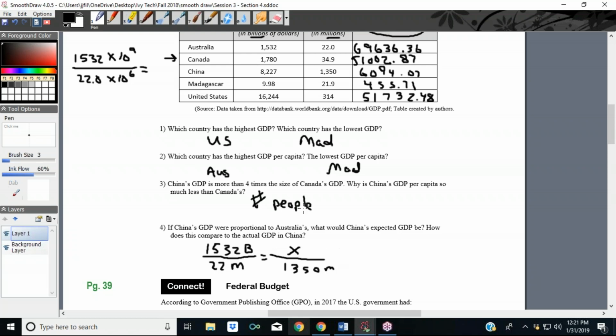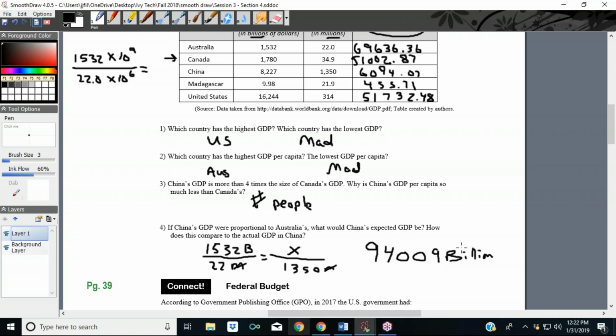Since we are doing billions times millions and then dividing by the millions again, the millions are going to cancel out and our answer will be in billions. So 1532 times 1350 and then divided by 22. I got about 94,009 billion, so somewhere like that.